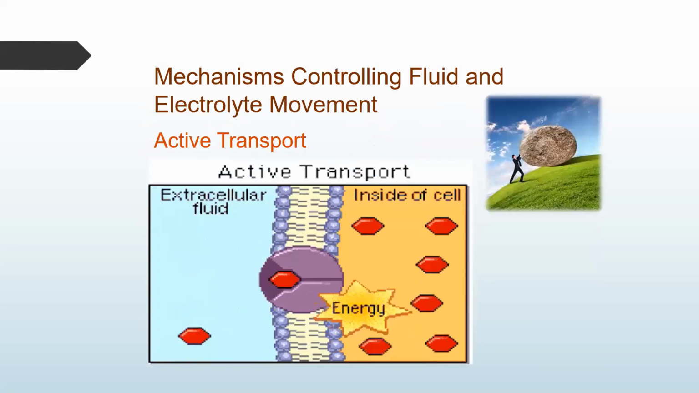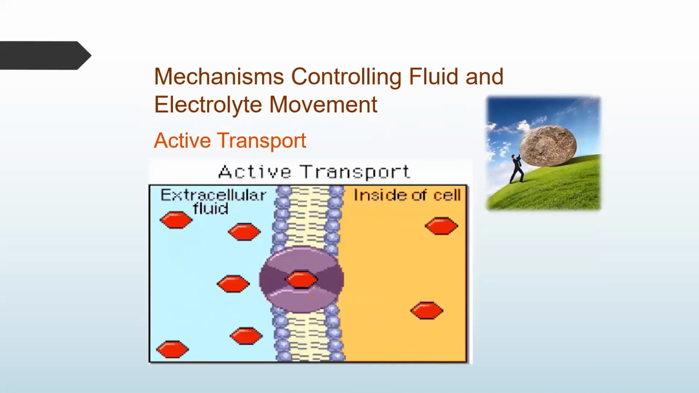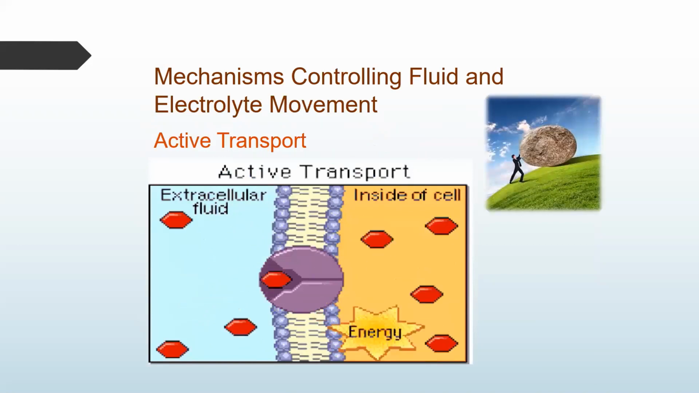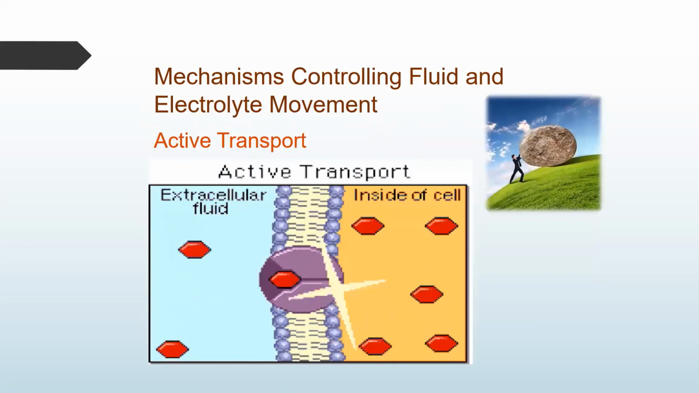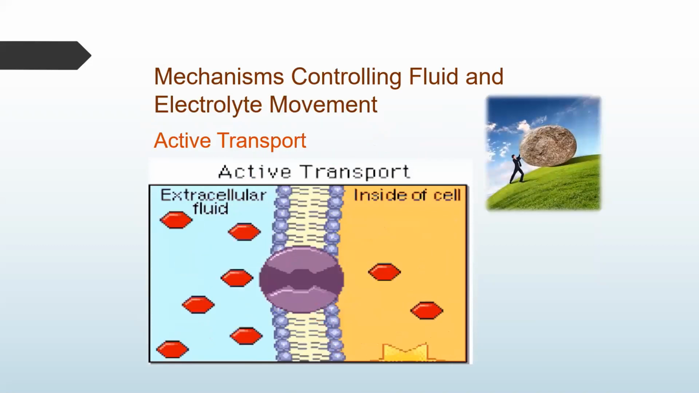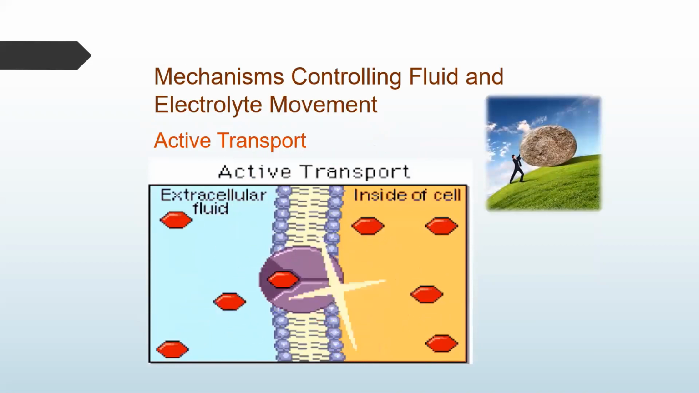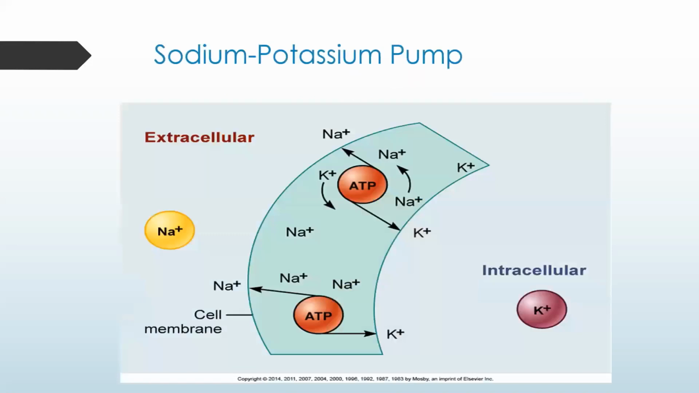This picture demonstrates active transport. Active transport uses external energy to move molecules against the concentration gradient from an area of low concentration to an area of high concentration. An example is the sodium-potassium pump in cells. This is an example of the sodium-potassium pump.